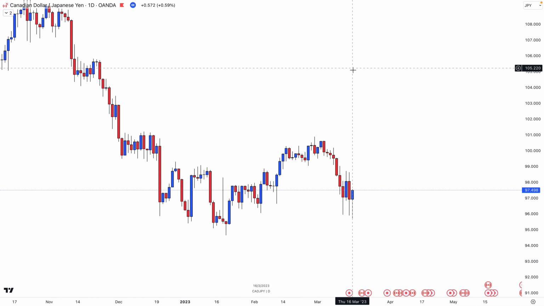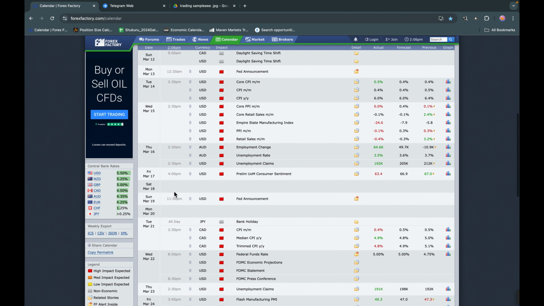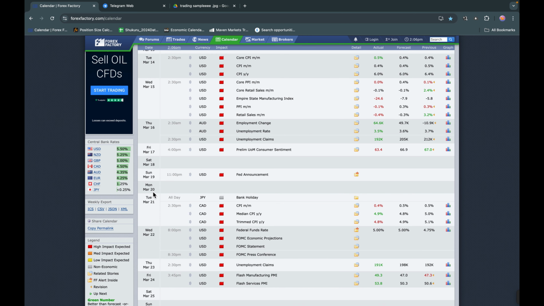Thursday 16th is not really a valid day because Wednesday 15th March actually closed bearish, so it means we will not be trading on that day. Going to the calendar, you can see here Monday 20th is actually a valid trading day, because we don't have any news. So this is a day that we can trade on.